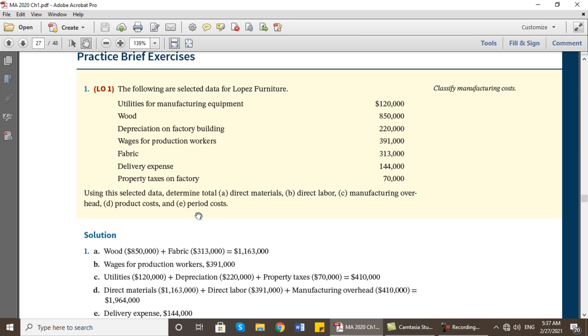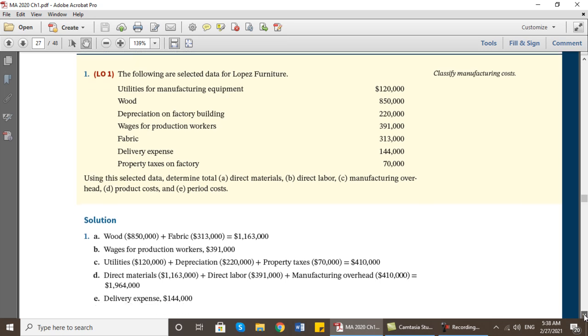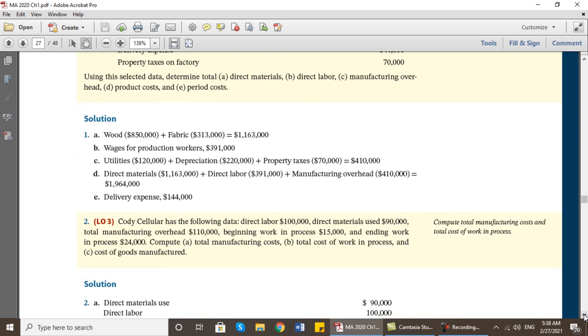At the end, period cost. Period cost, we have selling expense, which delivery expense. Delivery expense consider period cost. As you see, a number of brief exercise and their solution at the end of the chapter on PDF.